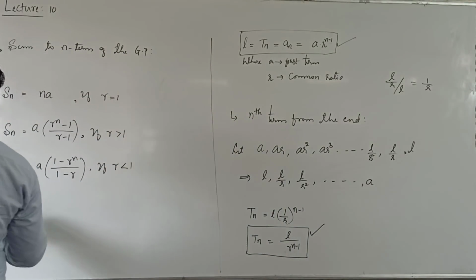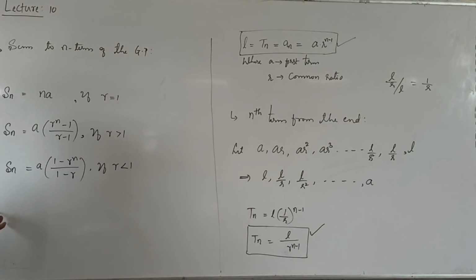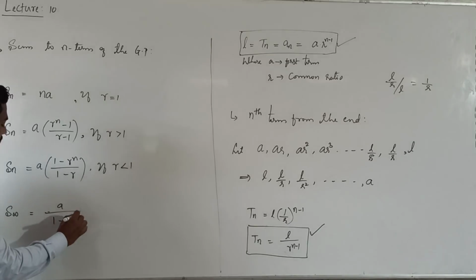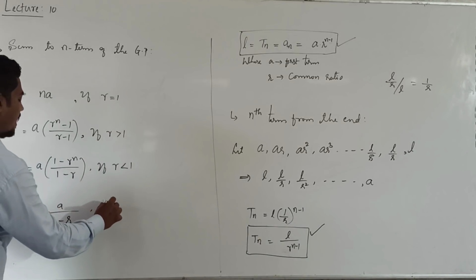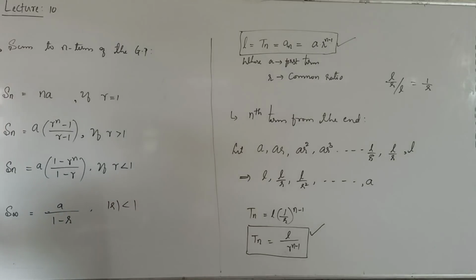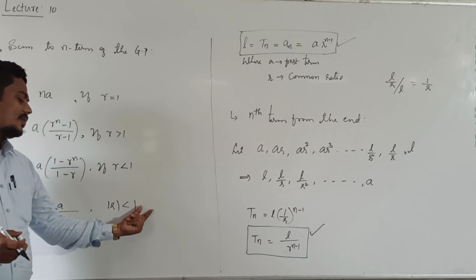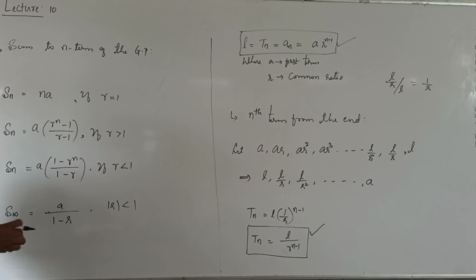Then what is S of infinity? Sum of infinite terms of the GP, that is A divided by 1 minus R, and modulus of R value is less than 1. Modulus of R less than 1 means R value lies between minus 1 to plus 1. Then only S of infinity is possible.